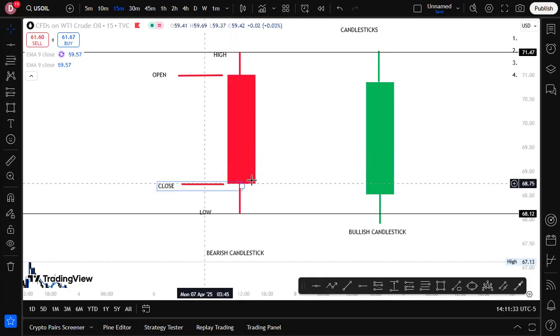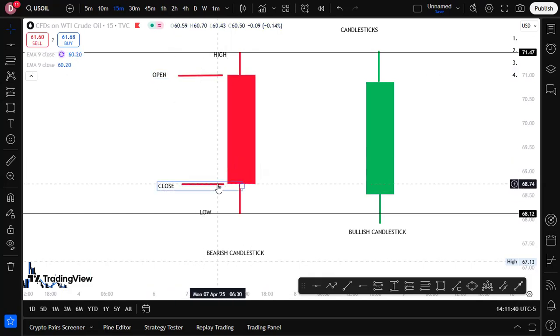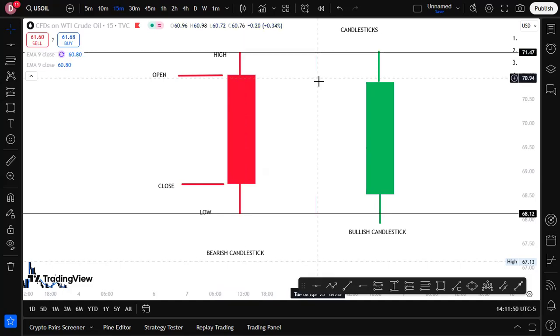So you can see this is our close. We close below the open. This is our open. So our open was up, and then we close below the open. This is the lowest point the price went to. Here is the highest point price went to. And now each of these has been given a name.